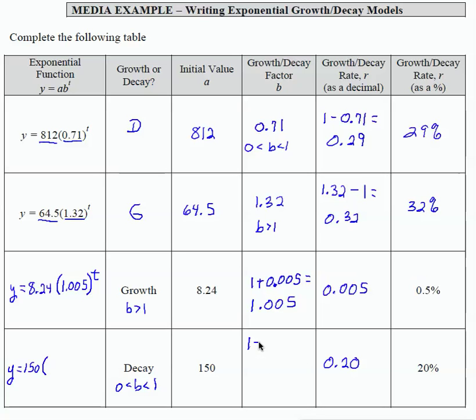So 1 minus 0.20 equals 0.80. That is my b value, and that is going to go inside the parentheses, raised to the t power. So I have y equals 150 times 0.80 to the t as my decay equation.